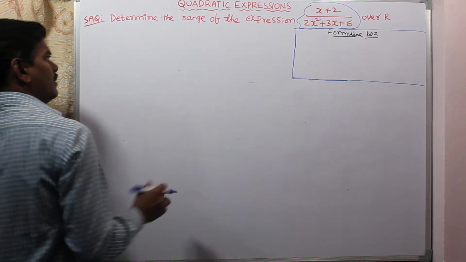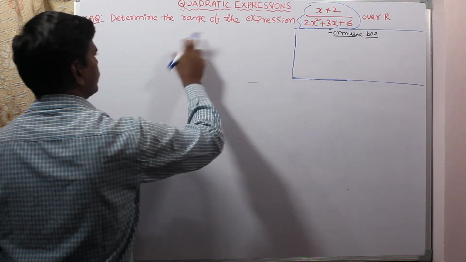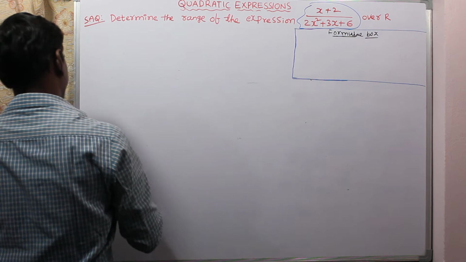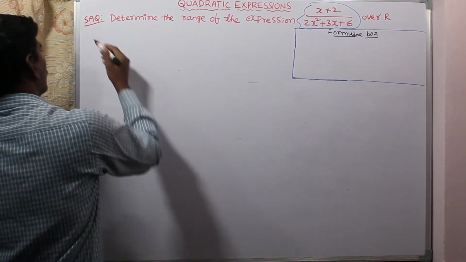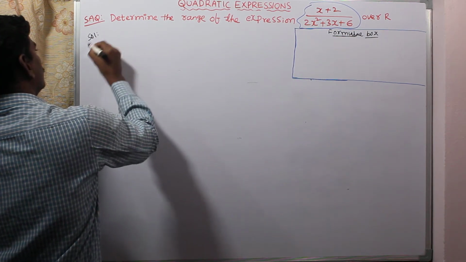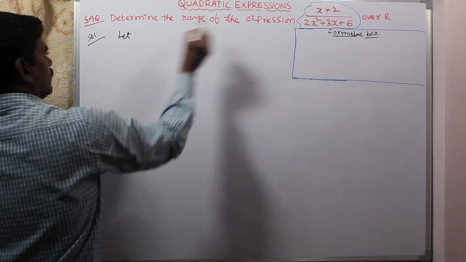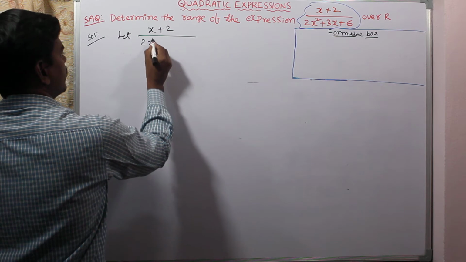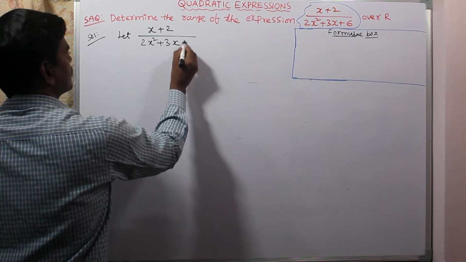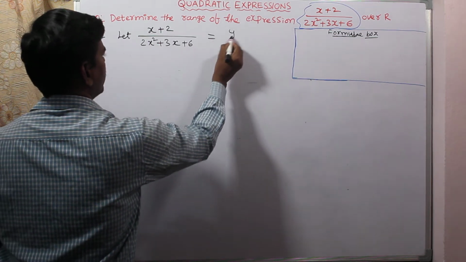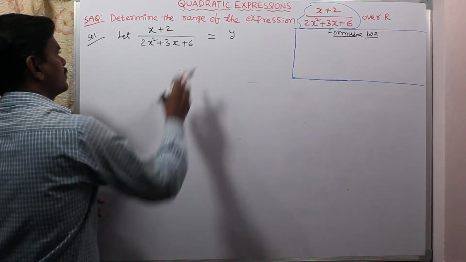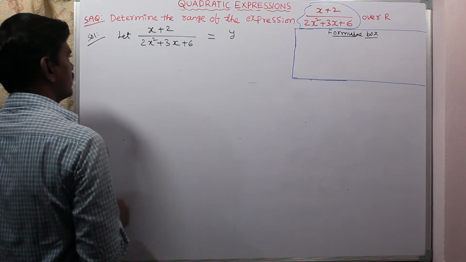Okay, so all the range problems we will start with the assumption: let it be something, y. Let (x + 2) by (2x² + 3x + 6) be assumed as y. It means we have to find the range of y. So what's the possible simplification?